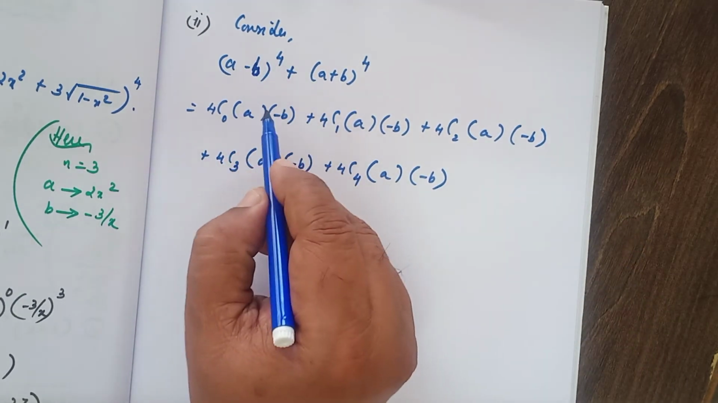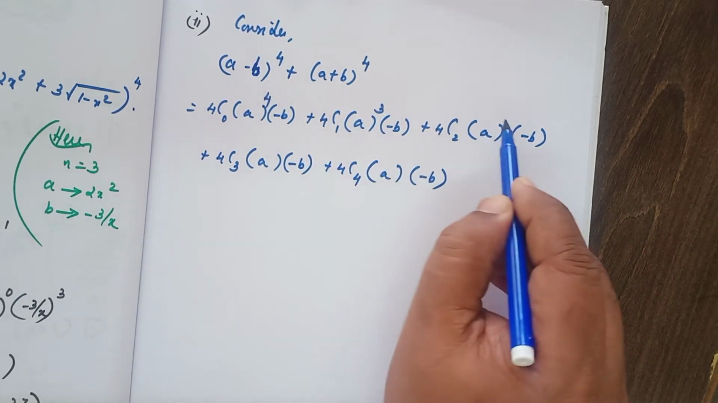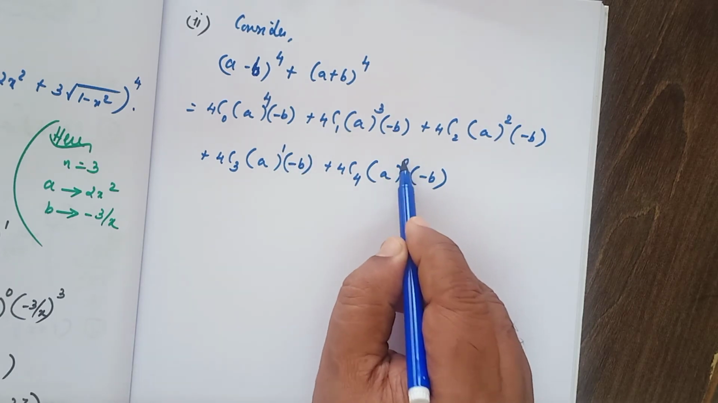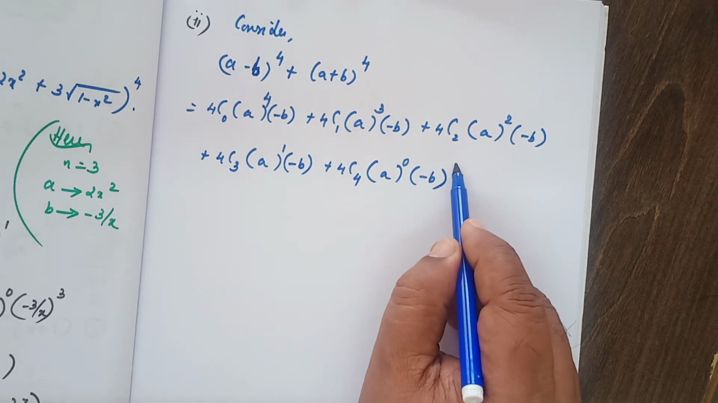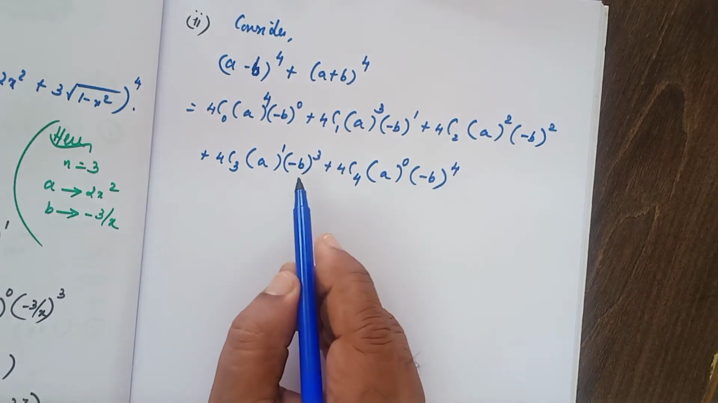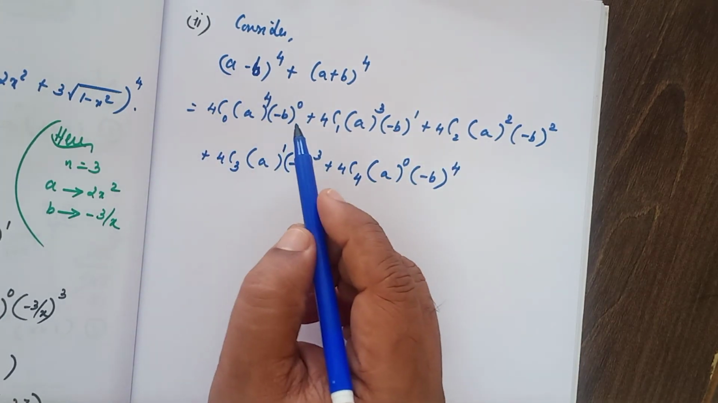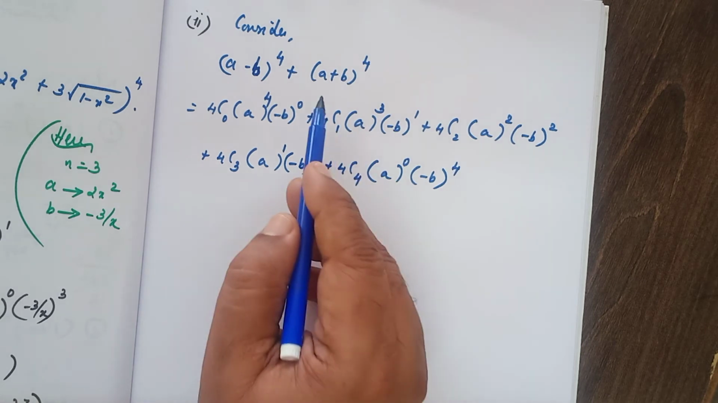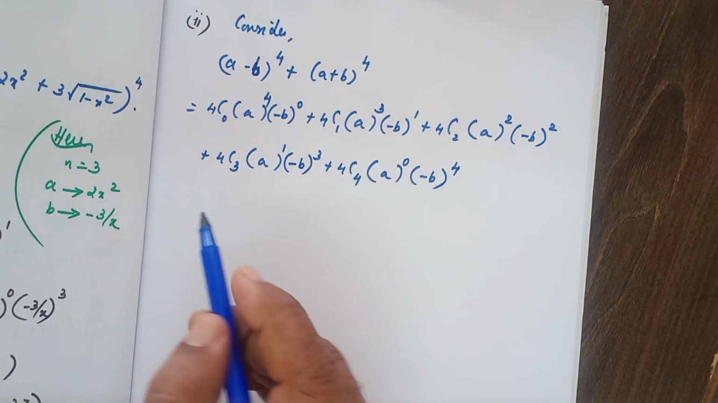Here, the power is 4, so start with 4 here: 4, 3, 2, 1, 0. Again 4 from here: 4, 3, 2, 1, 0. This is the expansion of a minus b power 4. The same procedure is to be followed for a plus b power 4 also.